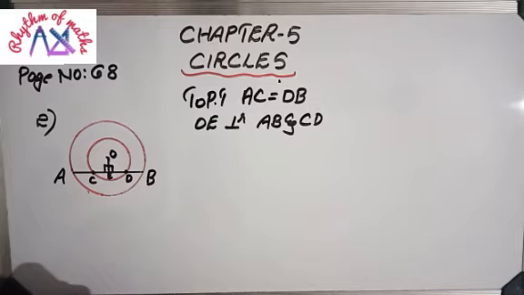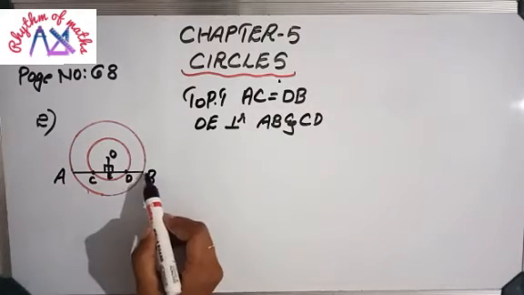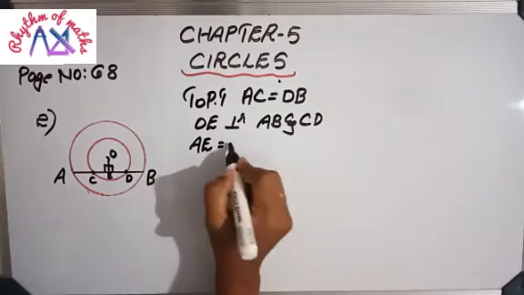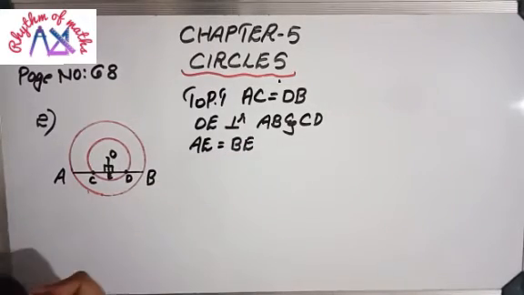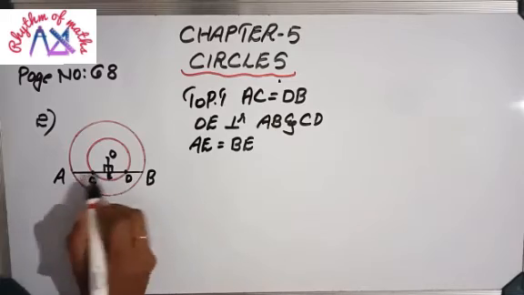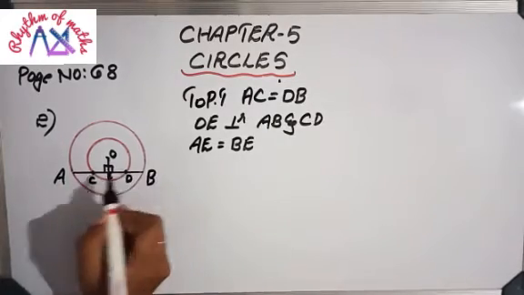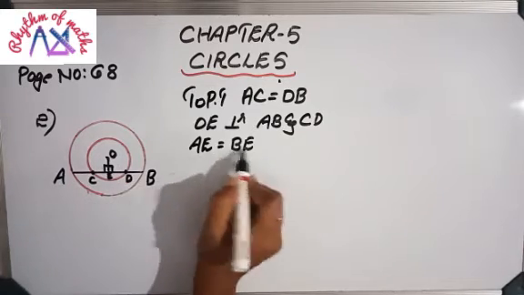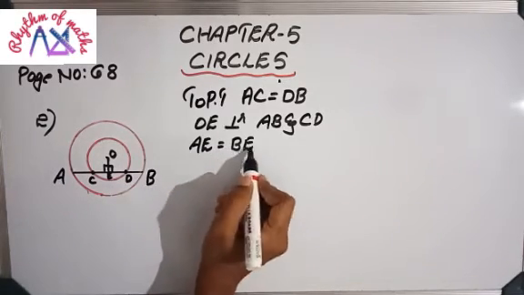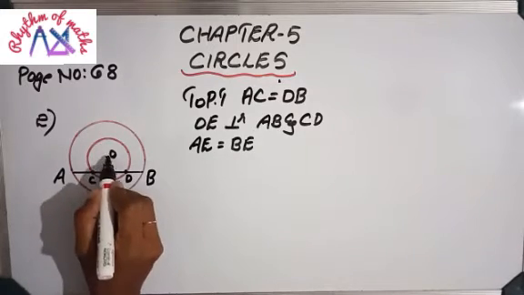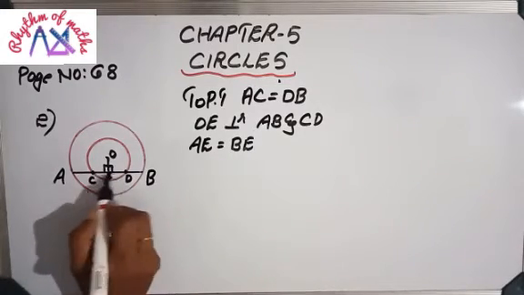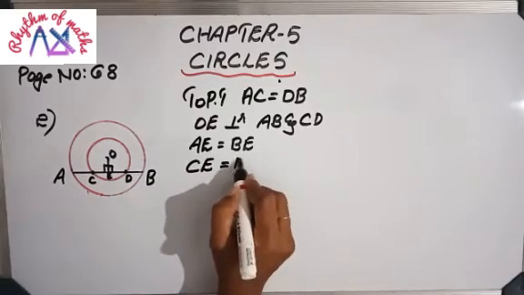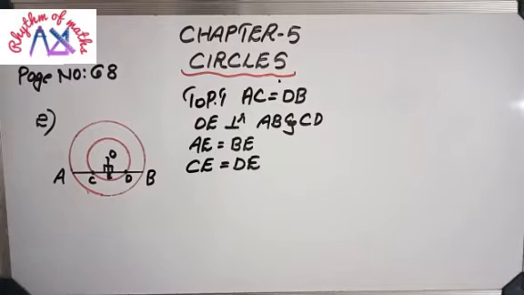So first, chord AB. E is the midpoint, so AE and BE will be equal, because AB is a chord and OE is perpendicular to it, so it divides the chord into equal halves. So AE equals BE. Next, the second chord CD also will be divided into equal halves. That means CE equals DE.